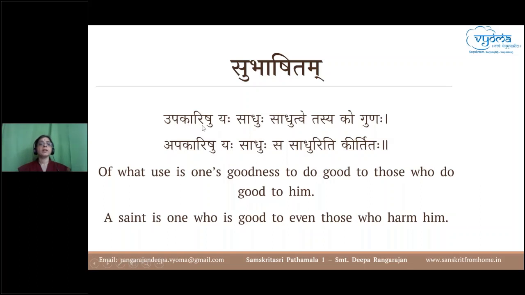So in this we have Upakara Yaha Sadhu. Sadhu is a good person. It is used in two senses, two meanings. One is a good deed or being good, and the other one is a saint. Sadhu Riti Kirtitaha. He is called a saint.